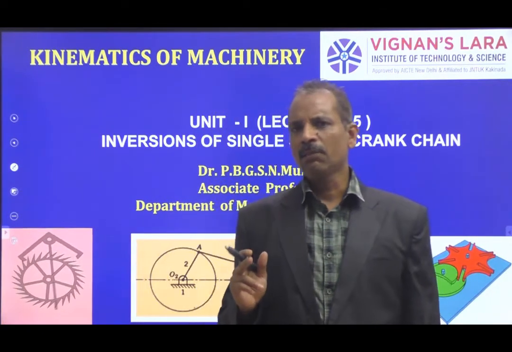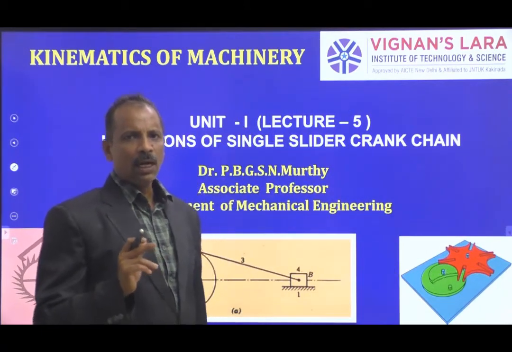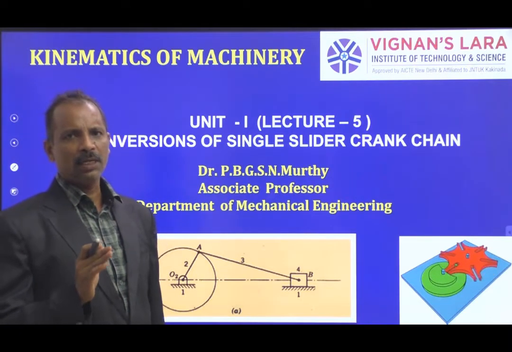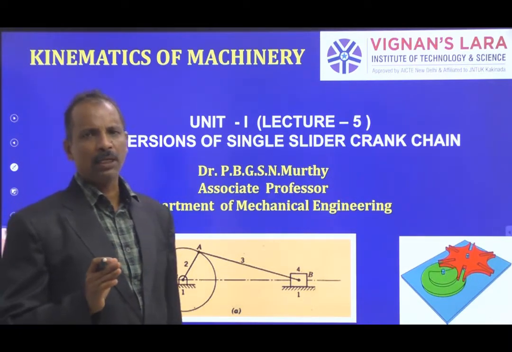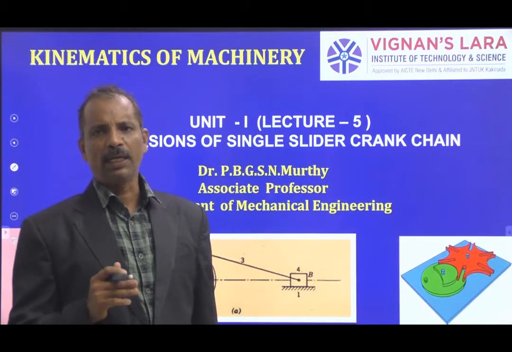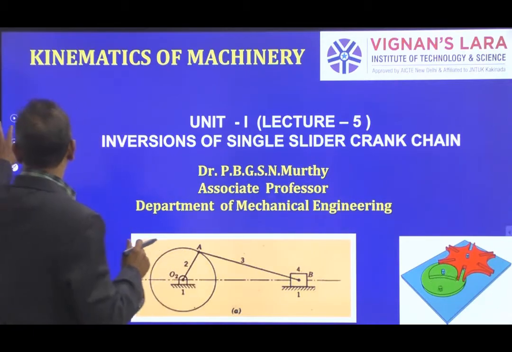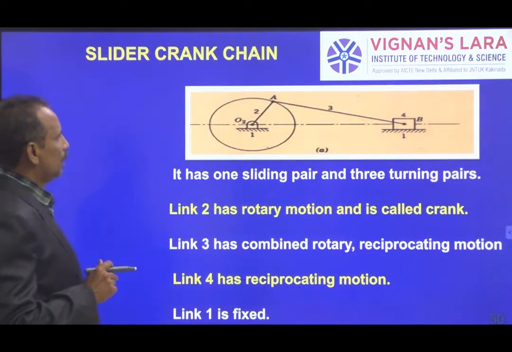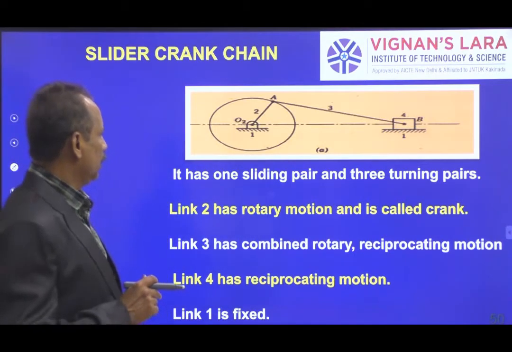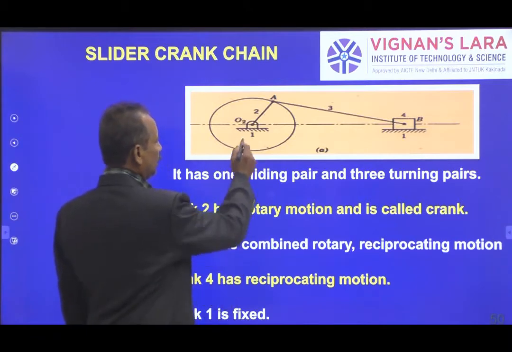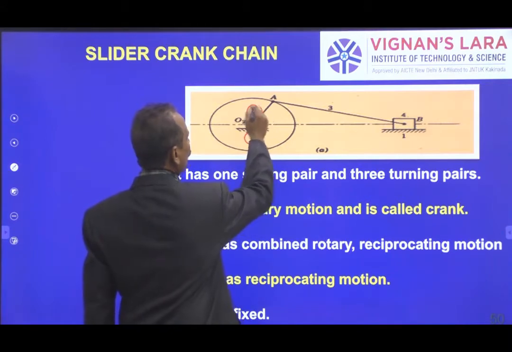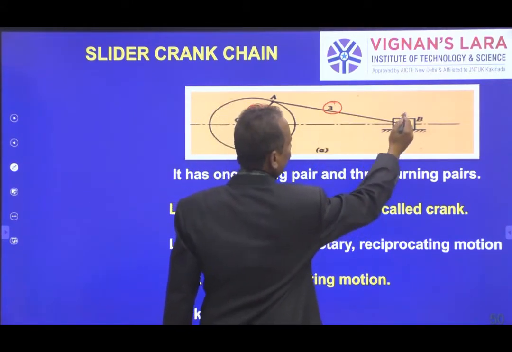The basic mechanism consists of 4 links, and in those 4 links, what are the various pairs and what are the various types of motions that we obtain? Let us first observe, then we will see what its practical applications are. So this is the model for a single slider crank chain. Here you can observe there are 4 links: link 1, link 2, link 3, link 4.